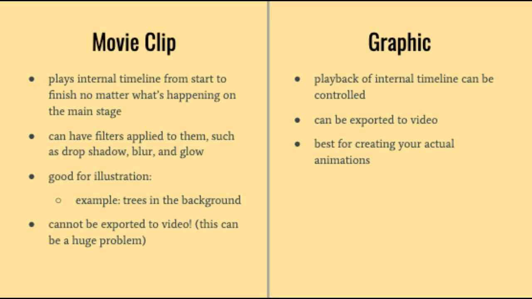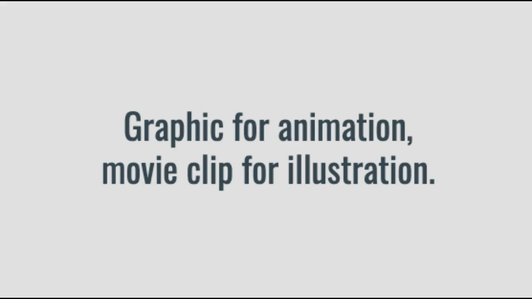Graphic symbols are what we're going to be using the most. They're the best for creating your actual animations. They give you a lot more control of them, and they can be exported to video. The easiest way to distinguish between the two types of symbols is to remember that graphics are for animation and movie clips are for illustration.